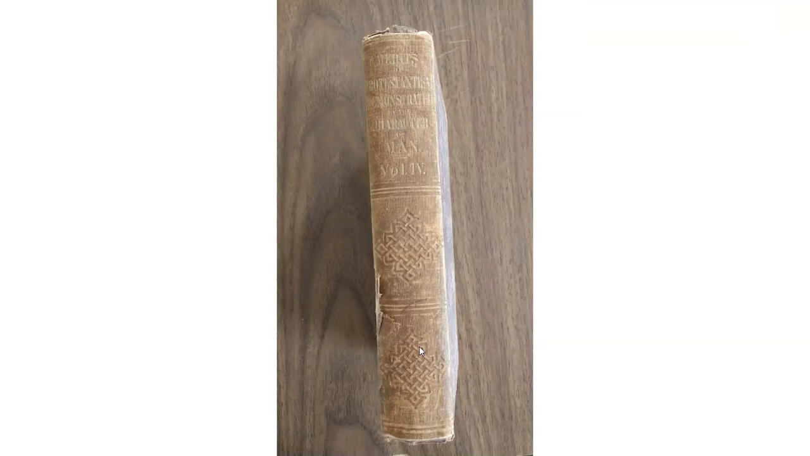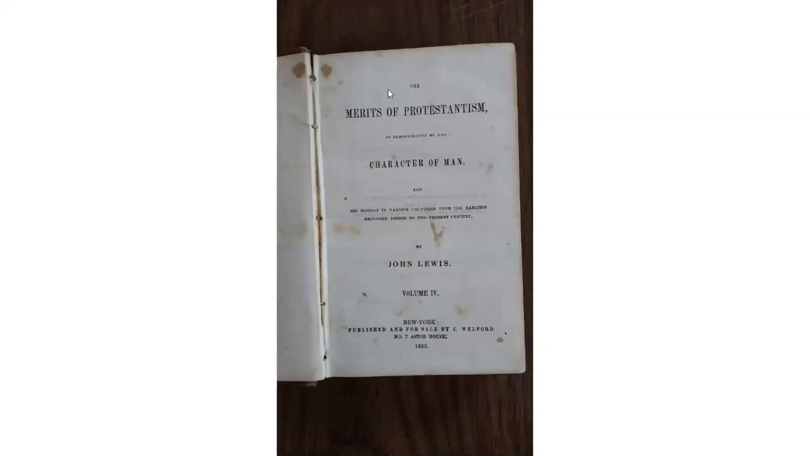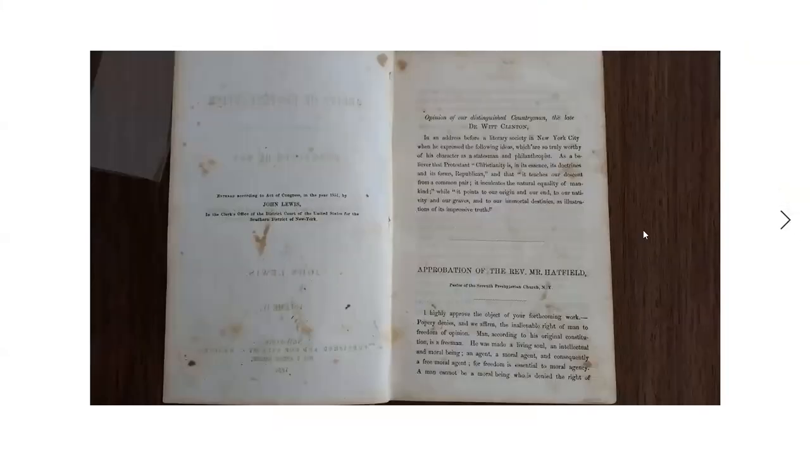The book is about 6 inches tall. We need one of those centimeter measures, but it's about 6 inches, maybe 7 inches tall. This is the title page. It was published in 1852, and it's the history of in various countries from the earliest recorded period to the present century. And it's got a gazillion chapters on all these different countries from the Near East to the Far East to Europe. And just one more thing I want to read about this.